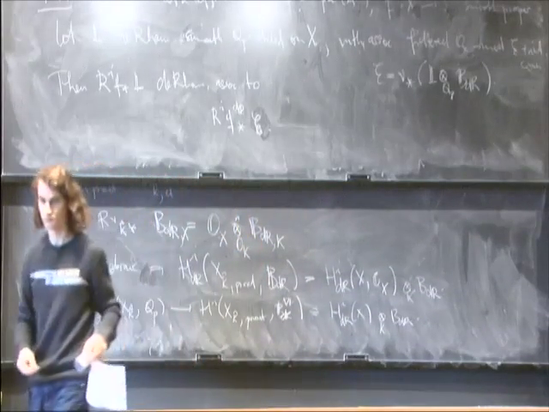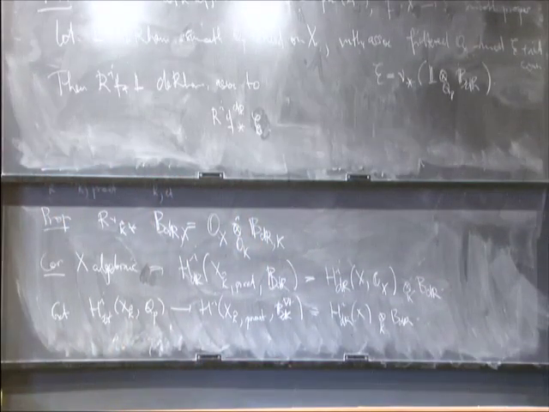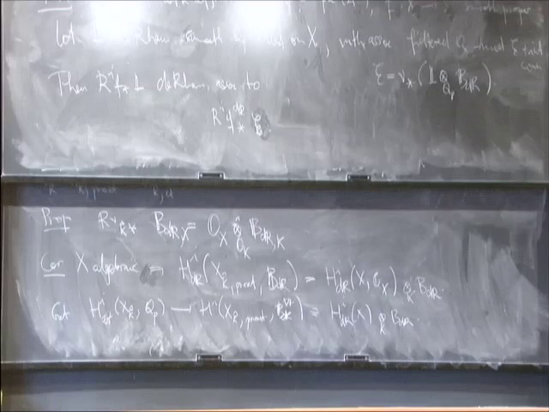Can it remain smooth when you take a direct image? You start above with something smooth, but when you take a direct image, why would it remain smooth? Well, the map is smooth and proper. Right? Smooth and proper. Oh, yeah, proper.